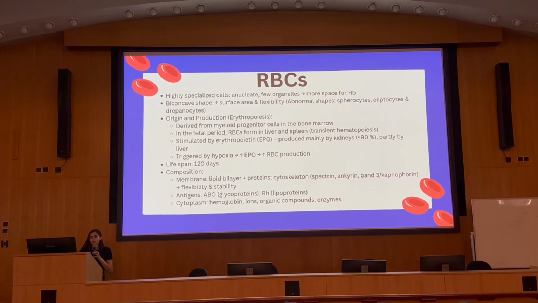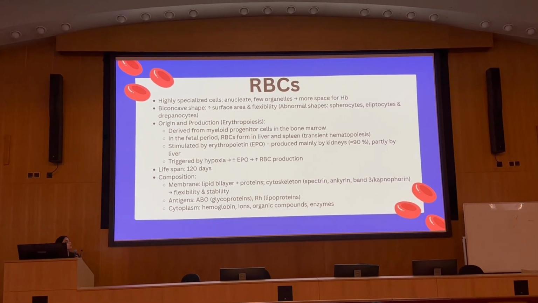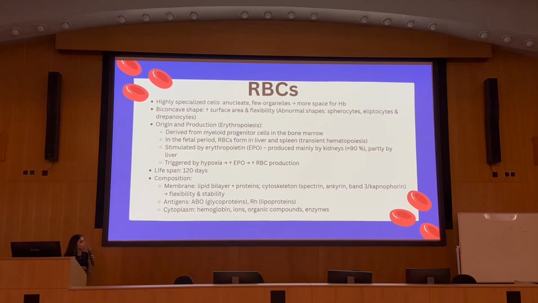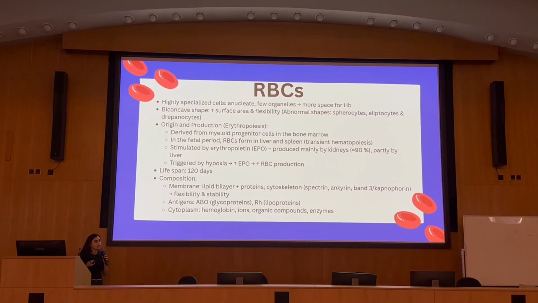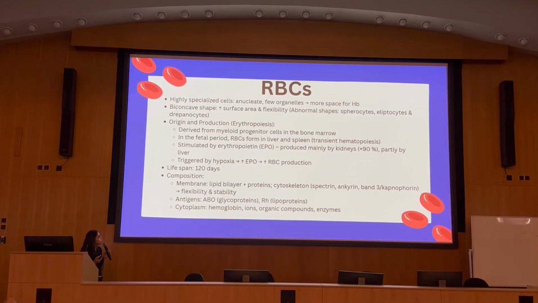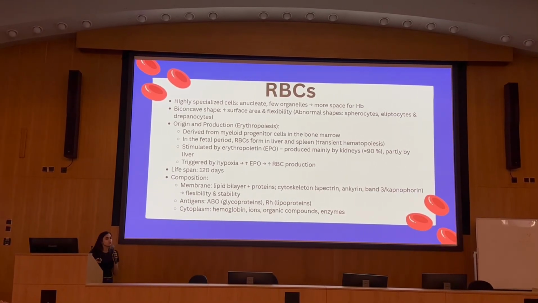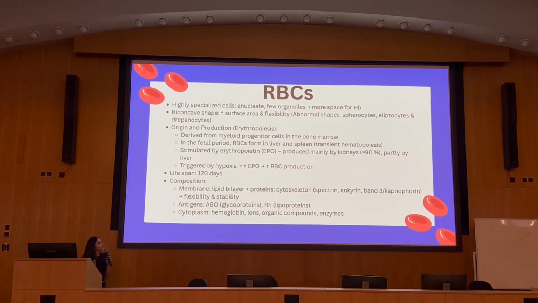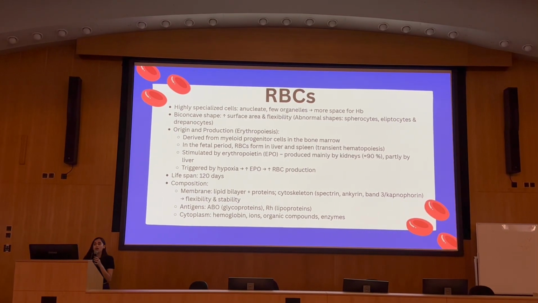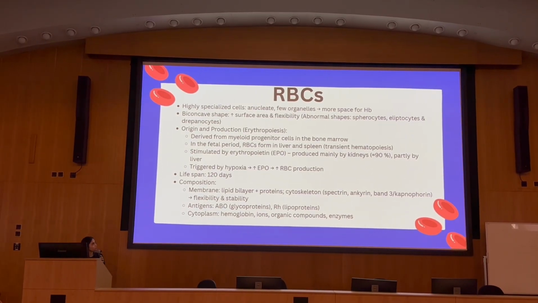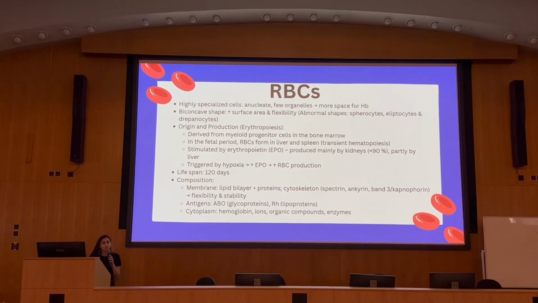Then the origin and the production of RBCs. RBCs are produced in the bone marrow, but it's not always like that. In the fetal period, in the first trimester, RBCs are produced in the yolk sac. In the second, the liver takes over, and in the third, we have bone marrow. And RBC production is stimulated by erythropoietin.